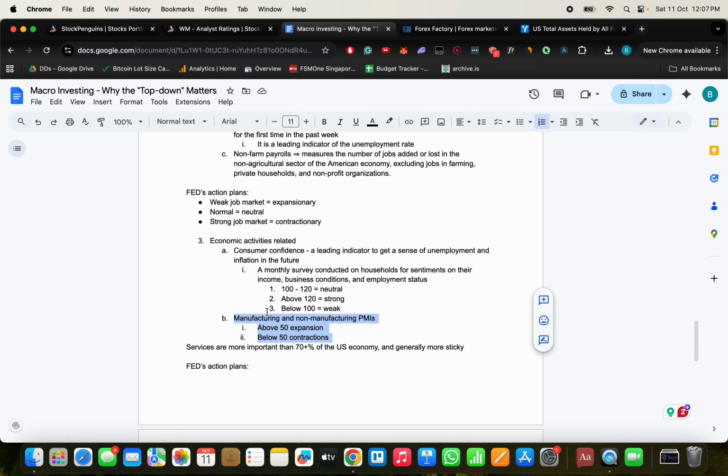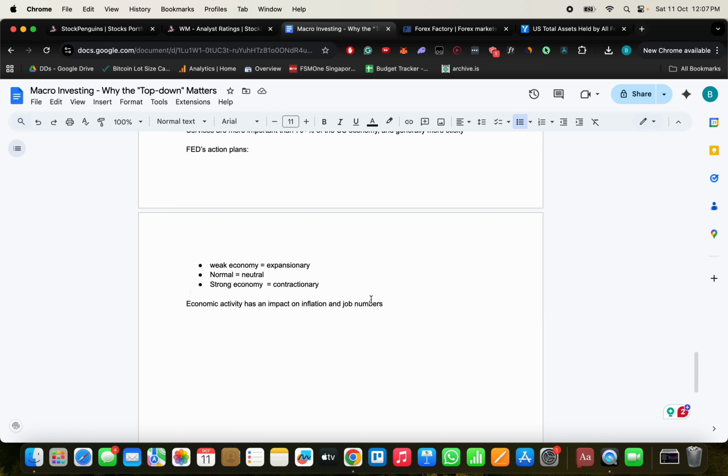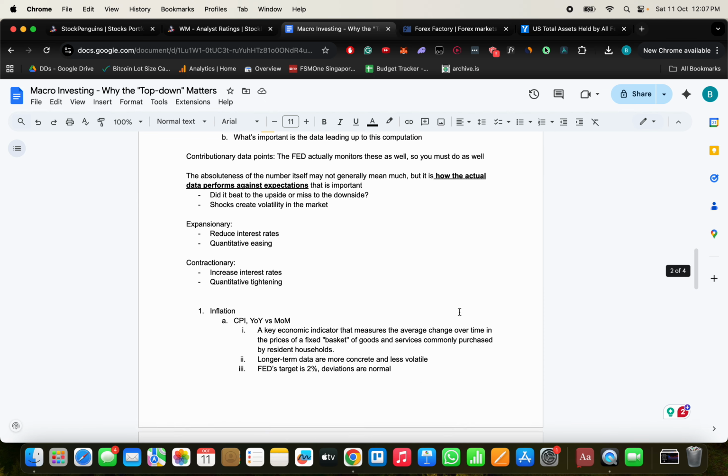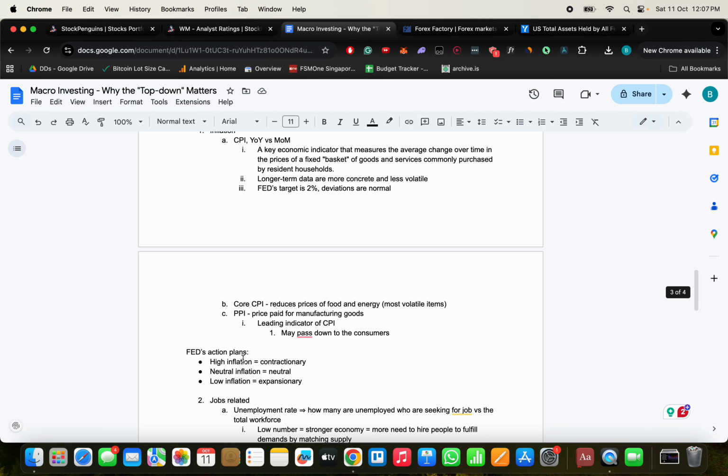So the Fed's action plan: weak economy, they may expand, which is to reduce their interest rates, all that to boost the economy. Normal, they may not do anything. Strong economy, to fight off potential inflation, right? They may start to raise your interest rate. So economic activity is important because it has an impact on your inflation and your job numbers, as I mentioned earlier.